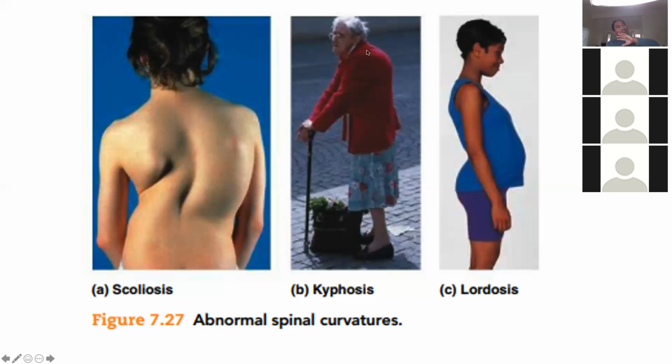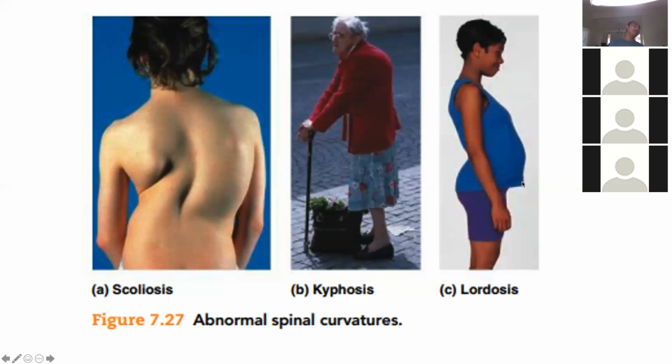With forward bending, you can see a big bump here because the spine, instead of being straight, is bending like that already. That is what we call kyphosis. So we all will have some degree of kyphosis if we live long enough. And lordosis is when the lumbar spine is going forward. This happens with pregnancy.